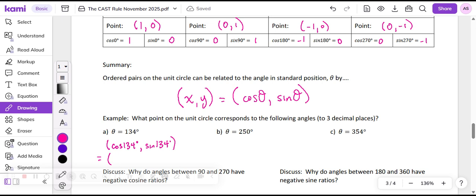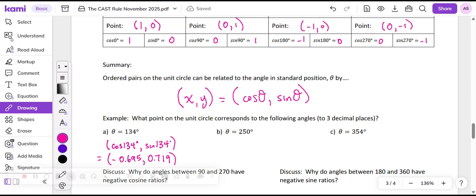Do we get a negative x value and a positive y value? Right, 134 is in that upper left quadrant, so the x should be negative. Cosine 134 is negative 0.695 approximately, and the sine of 134 should be positive 0.719. Yeah, the signs check out.